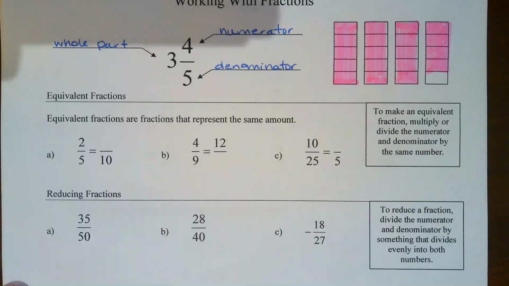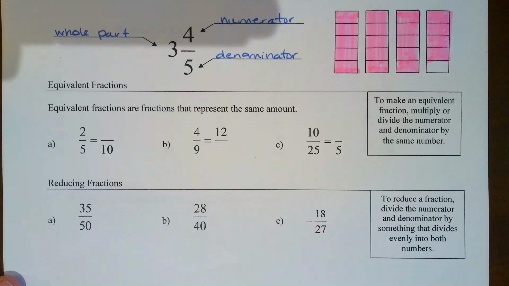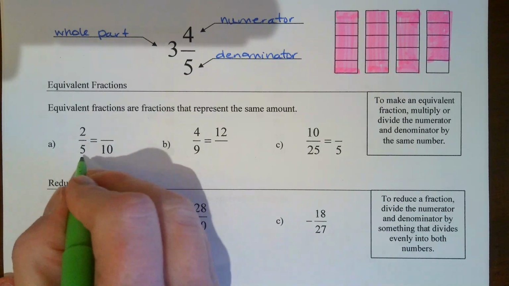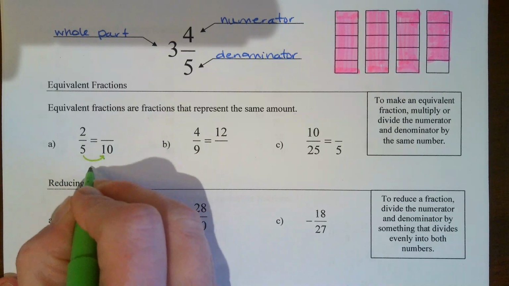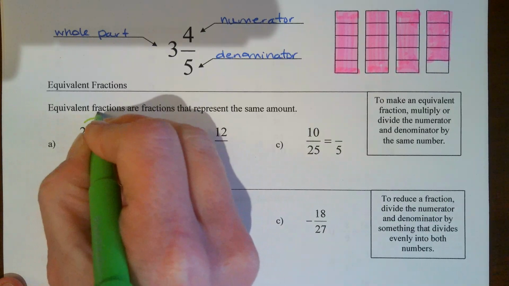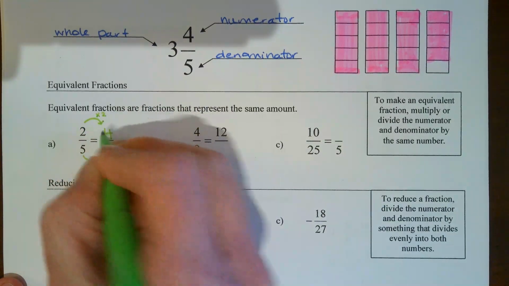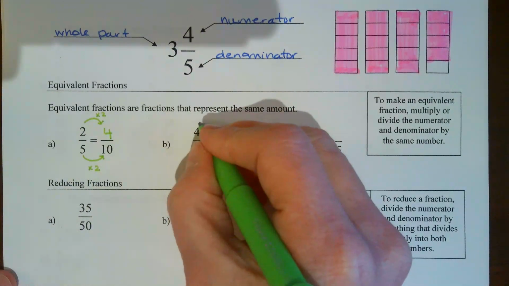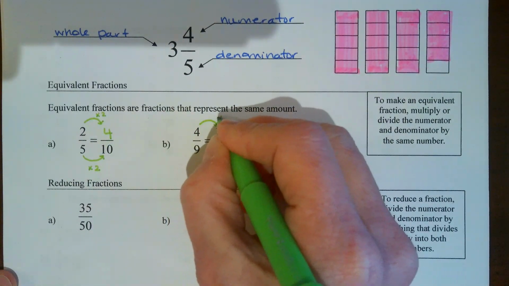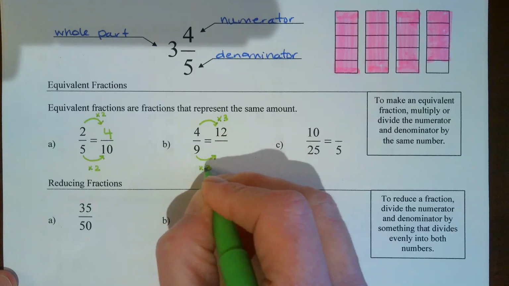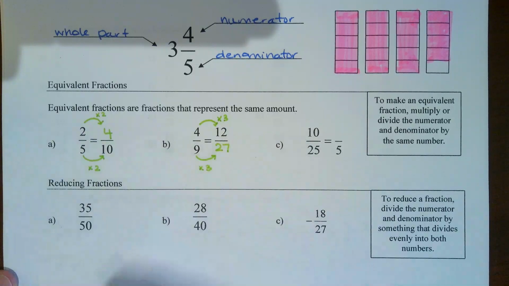Okay, we're going to now look at equivalent fractions. So I have 2 out of 5, and I want to know what that would be out of 10. So to go from here to here, I multiplied by 2. So I'm going to do the same thing here, and that would give me 4 out of 10. To go from here to here, we multiplied by 3, so I need to do the same thing. So that would give me 12 out of 27.